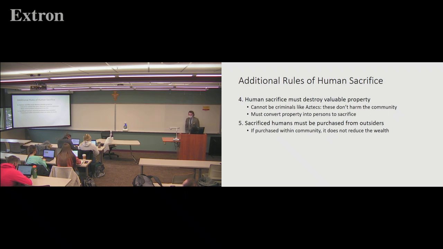And finally, the sacrificed humans have to be purchased from outsiders. Because if it's someone purchased within the community, then you're paying someone in the community, so the wealth is just moving from one person to another, one group of people to another. So it's not making the community any poorer, and their neighbors still have this incentive to attack them. When you purchase from outside the community, it depresses the community's wealth and what their neighbors expect their level of wealth to be. So because it reduces wealth, it becomes effective.